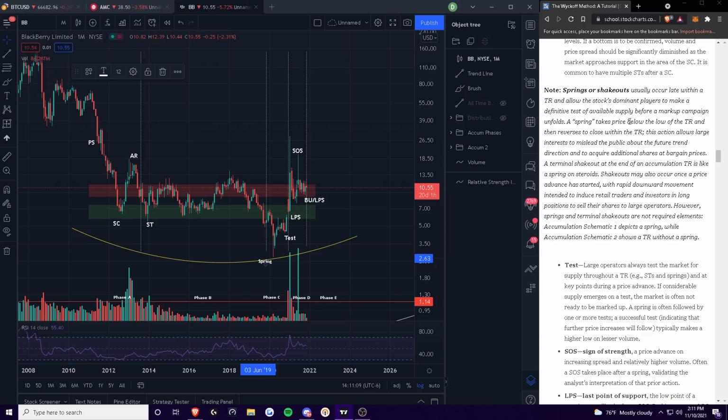A spring takes price below the low of the trading range. So see, this is the low of the trading range, the green bar. They take it down below there, and then it reverses to close within the trading range. This action allows large interests to mislead the public about the future trend direction and acquire additional shares at bargain prices. A terminal shakeout at the end of an accumulation trading range is like a spring on steroids.